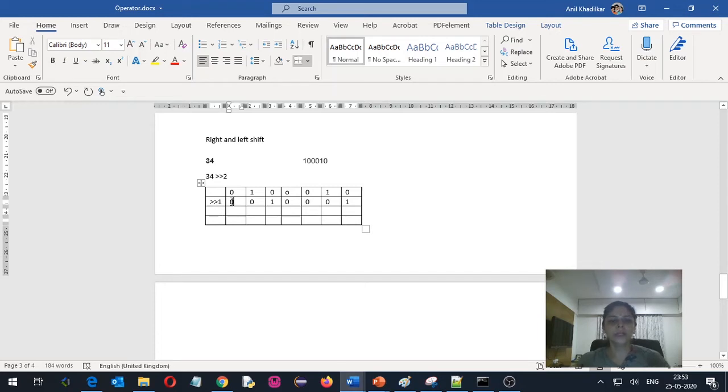Now if you notice, when I am writing it like this, I am reducing the value of 1. Initially I was multiplying this 1 by 2 raised to 5. Now the same 1 is getting shifted here. This 1 will now get multiplied by 2 raised to 4. So here you can see that we are reducing the value of the bit. In this case, the value of this bit was 2 raised to 5. Now it has become 2 raised to 4. So in a right shift operation, we are reducing the value of the bit.